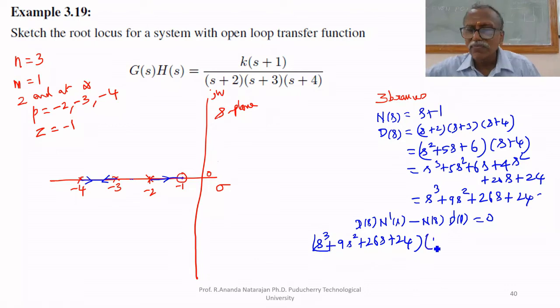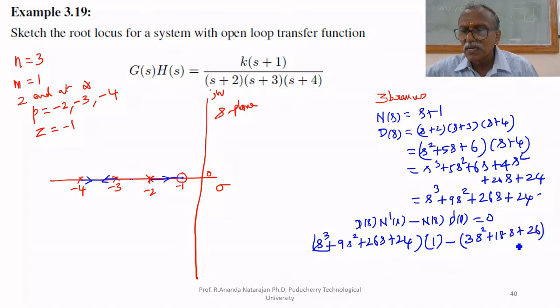If you differentiate that, you will get 1 minus the derivative of D of s. What will you get? 3s square plus 18s plus 26 multiplied by (s plus 1) equal to 0. Find the polynomial and find the roots.